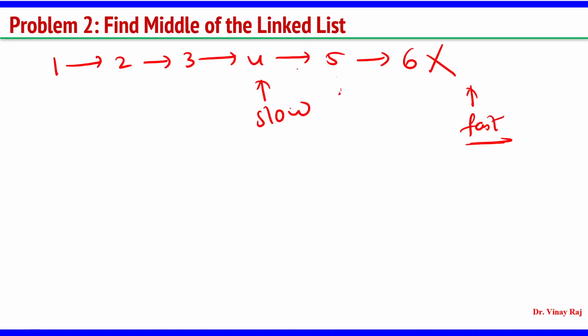So in case of even number, what happened? This was my fast and this was my slow earlier, right? So 5 next, is it null? No, it is not null. So it will try to go to 5 next, that is, fast next will come to null. That will happen, and slow will come to this 4, right? So that's the case here.